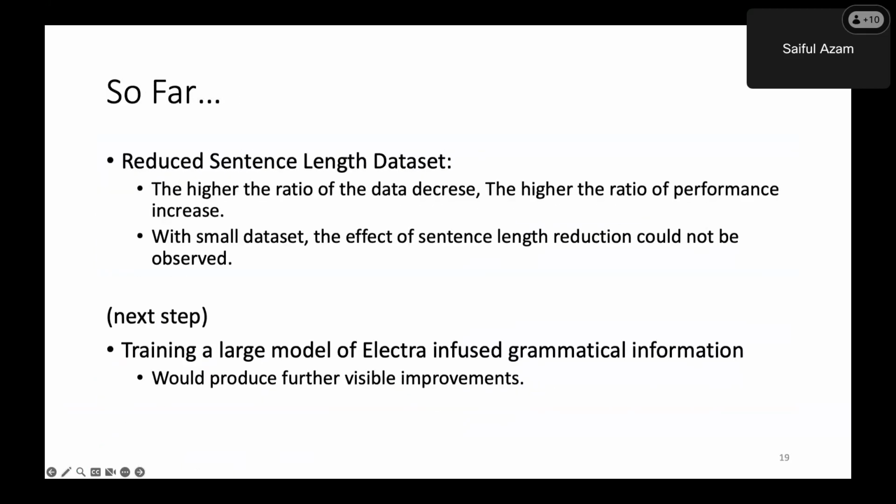So far, with the reduced sentence length dataset, we found that the higher the ratio of data decreased, the higher the ratio of performance increased. But with the small dataset, the effect of sentence length reduction could not be observed properly. So the next step for this experiment is to train a large model of Electra and infuse the grammatical information. This hypothetically will produce a further visible improvement.